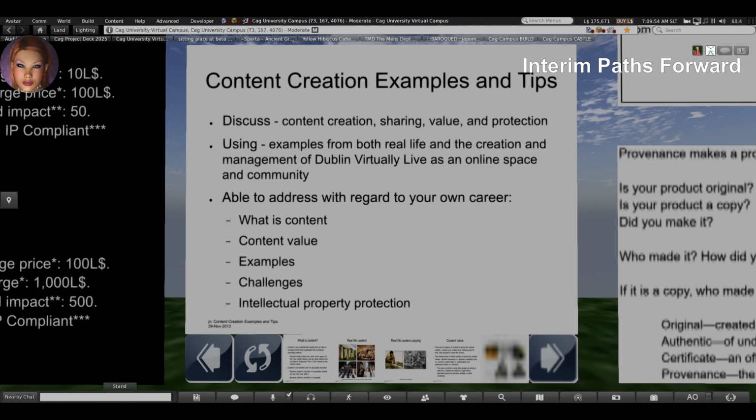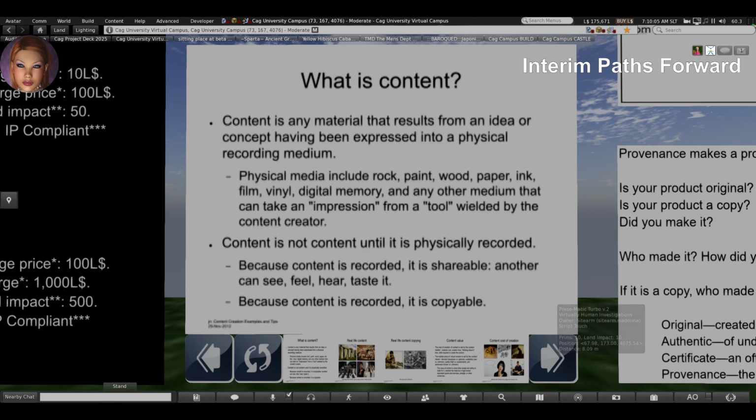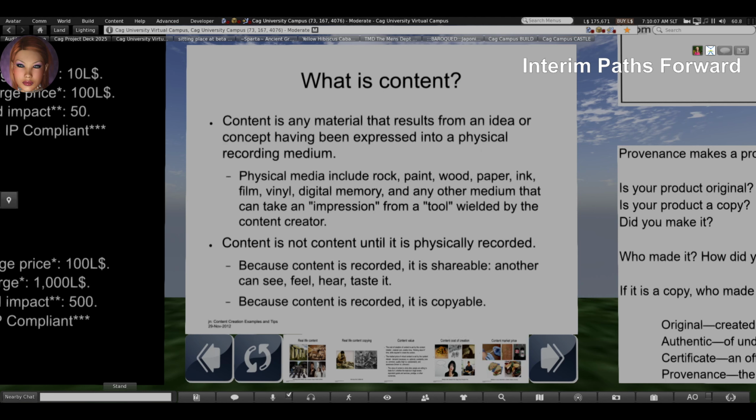Content creation examples and tips. The goal is to address what content is, what makes content have value, give some examples and challenges, and talk about protection. Content is any material that results from an idea brought into reality, especially into a physical recording medium.